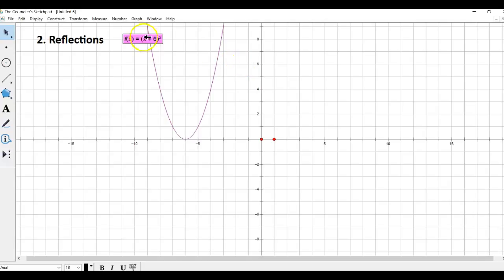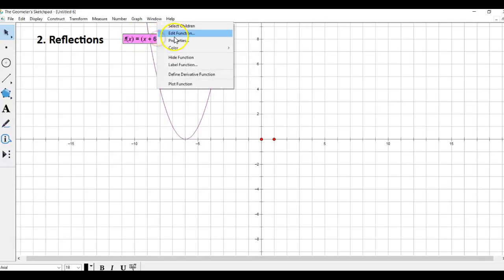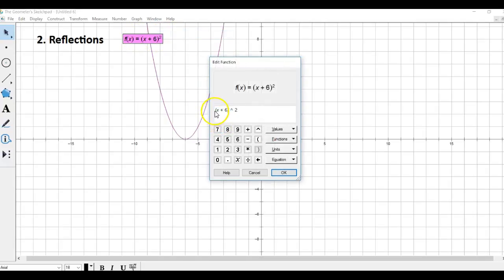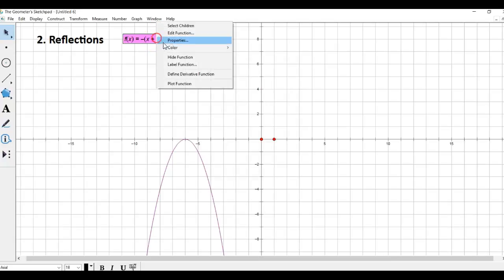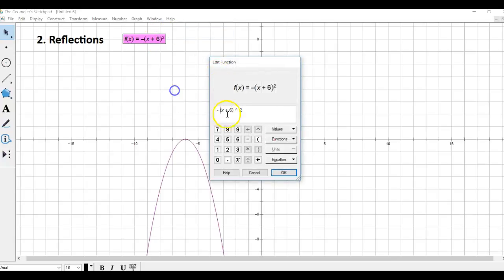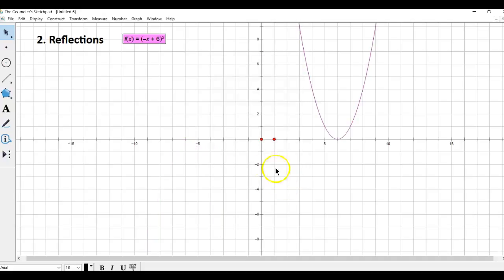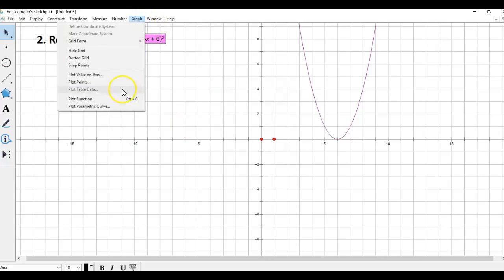Okay, what happens if we put a minus right out the front of that? What's going to happen? It reflects in x. But if we put that minus not there, but in front of the x, what happens? All right, remember where it was? It was over here.